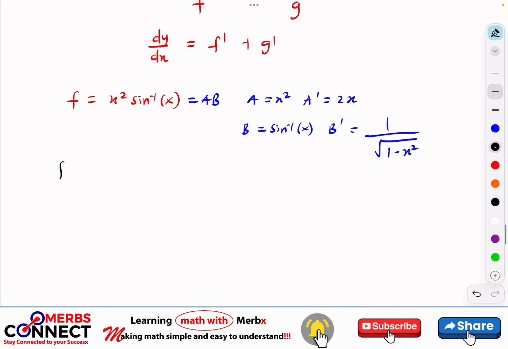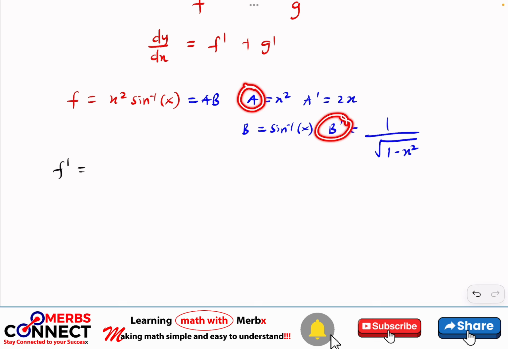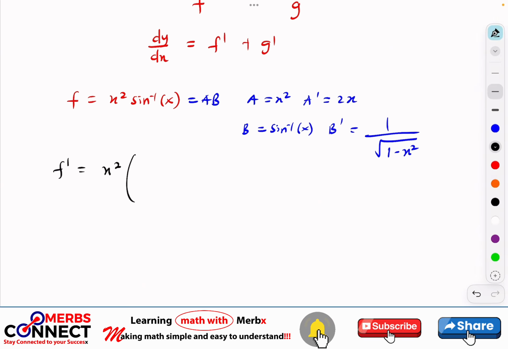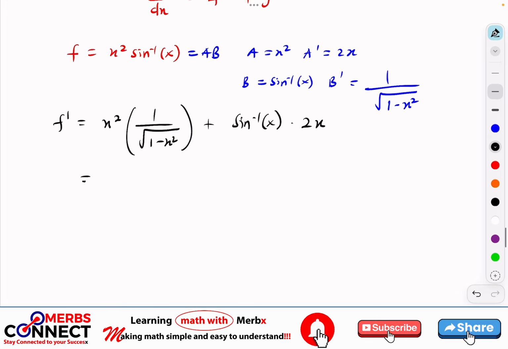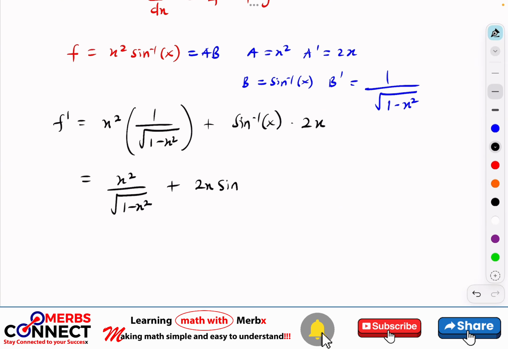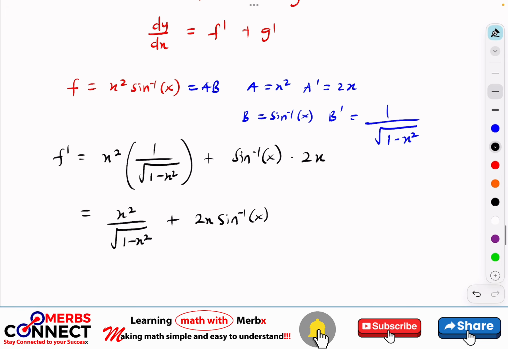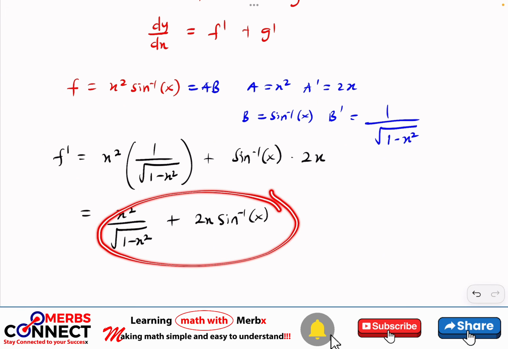So now let's look at f prime using the product rule. So product rule, a times b prime, and then b times a prime. So this is going to give us x squared in parentheses, 1 divided by square root of 1 minus x squared, plus sine inverse of x times 2x. So we can simplify this and have x squared divided by square root of 1 minus x squared plus 2x sine inverse of x. So we are done with f prime, so we can substitute this one here.